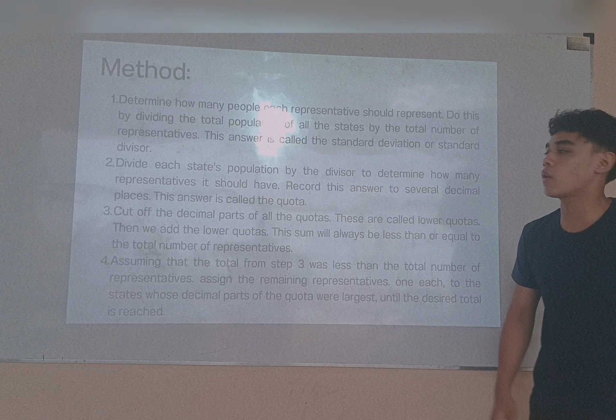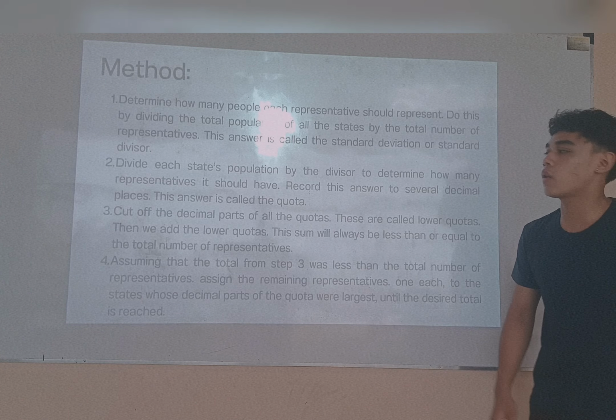Step number 3, cut off the decimal parts of all the quotas. These are called lower quotas. Then we add the lower quotas. This sum will always be less than or equal to the total number of representatives. Step 4, assuming that the total from step 3 was less than the total number of representatives, assign the remaining representatives, one each, to the states whose decimal parts of the quota were largest until the desired total is reached. To implement this method, we're going to have an example.